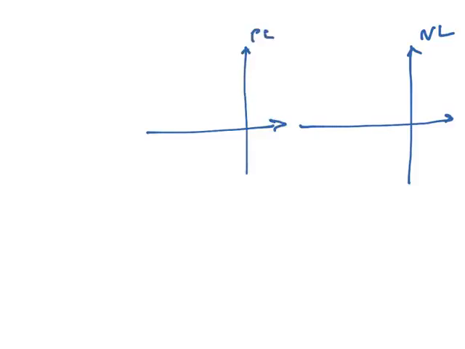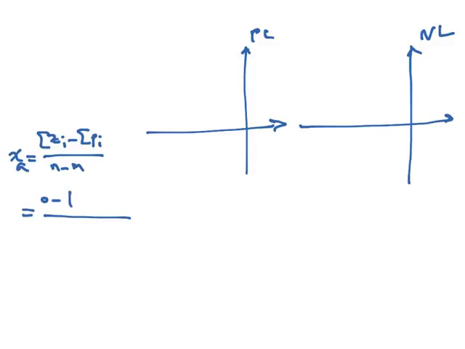So we will have 2 graphs, again one for the negative locus here, and another one for the positive locus. Since we have 3 asymptotes, let's start by finding the xa for those asymptotes. If you remember, it is equal to sum of zi's minus sum of pi's divided by n minus m. We don't have any zero, so it is 0 minus sum of pi's.